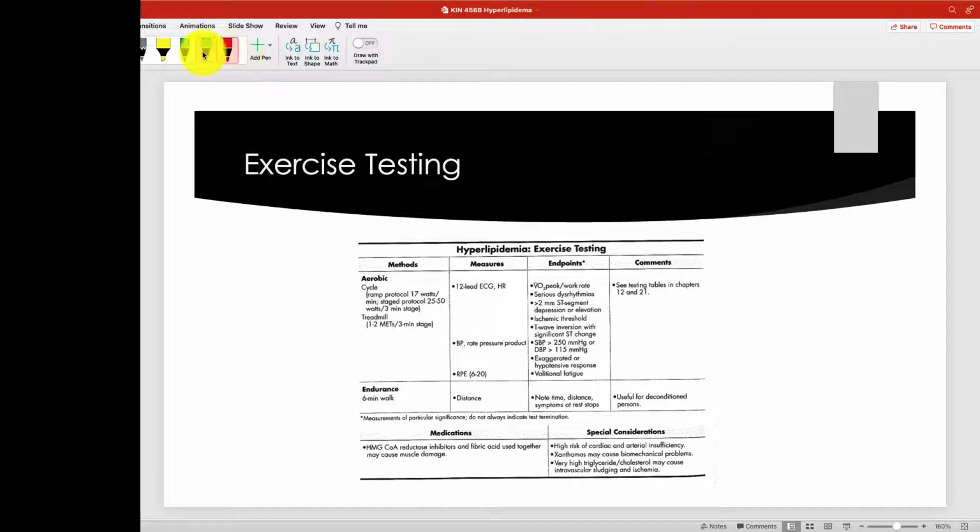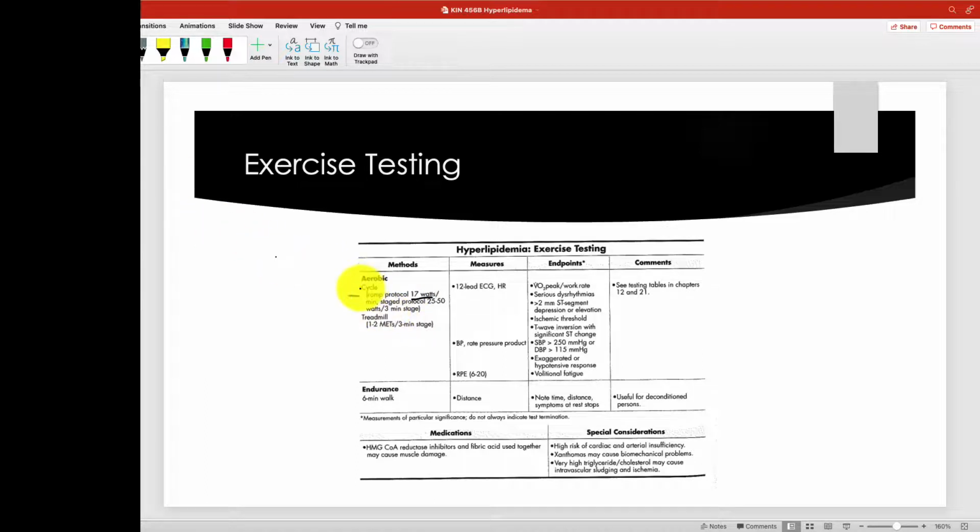I want you to figure out what ramp protocol you would use for somebody with diabetes and somebody with dyslipidemia or hyperlipidemia. It's going to be the same test, okay? Understand this watts component. You should know what watts are now, right? Watts are a way that we measure energy expenditure and how much intensity somebody is going to be doing on a test, okay?